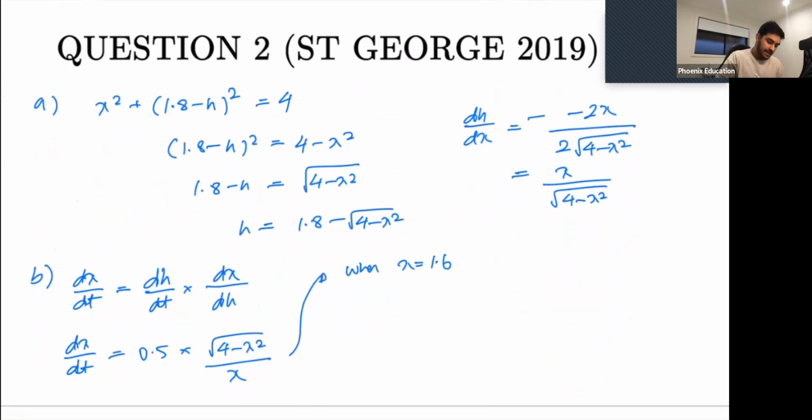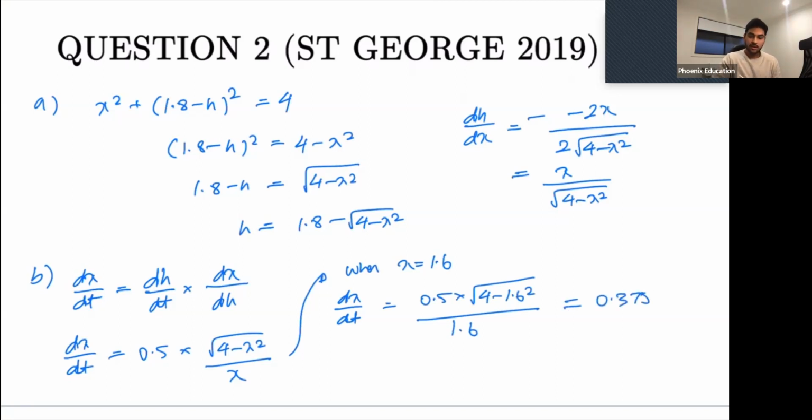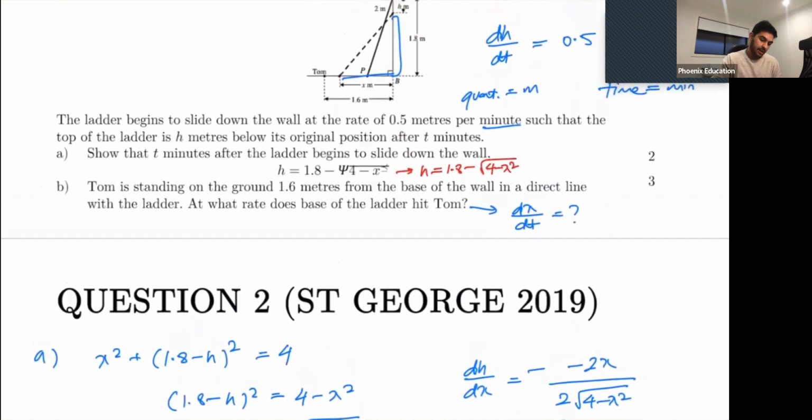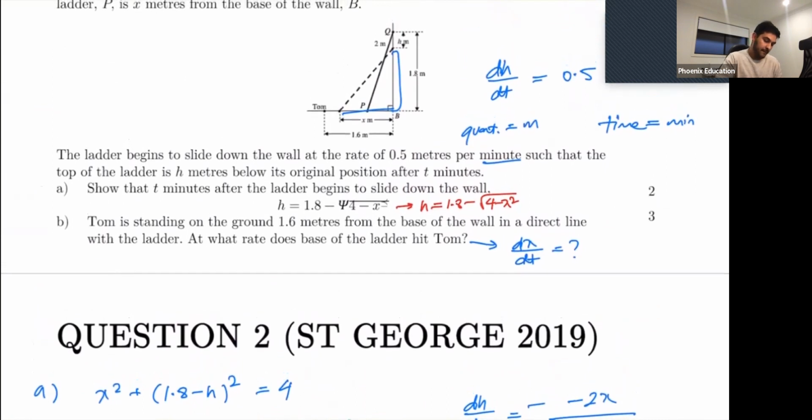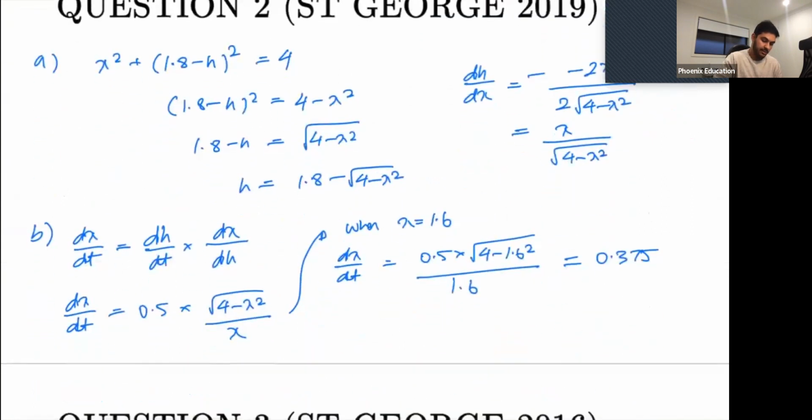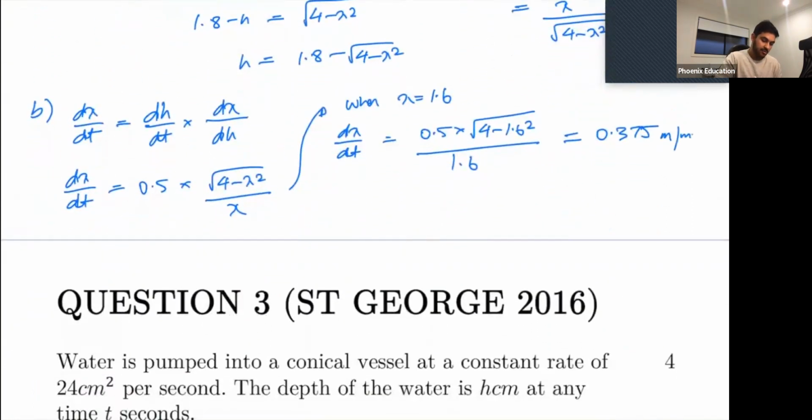Okay, when x is equal to 1.6, dx on dt will just be equal to 0.5 times the square root of 4 minus 1.6 squared, over 1.6. So we're just plugging in 1.6 for x and 1.6 on the bottom. Now, if we put this into the calculator, it will come out as 0.375, and we need to include our units. So here, we were told that it's in meters per minute. Okay, so we'll put in meters per minute.